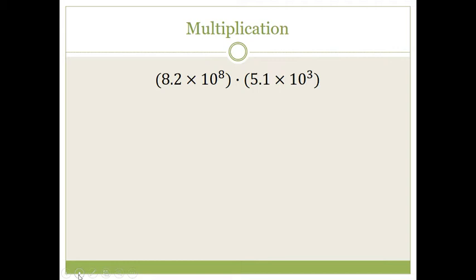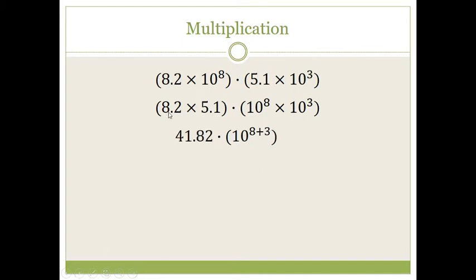So let's do one more example, and then I'm going to have you do a couple of practice problems. So here I'm multiplying two numbers written in scientific notation. All right, step one says let's multiply the numbers out in front. So in this case, the 8.2 times the 5.1, we multiply them together. And then I'm just rearranging this to show the powers of 10 being multiplied together over here.